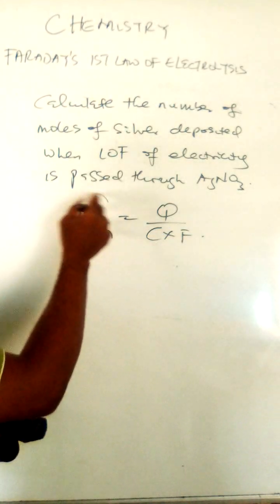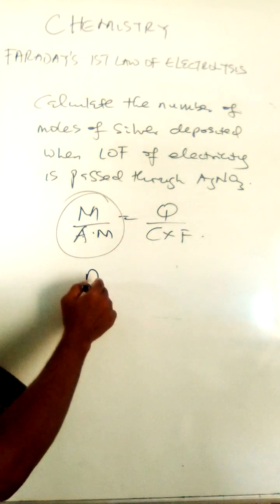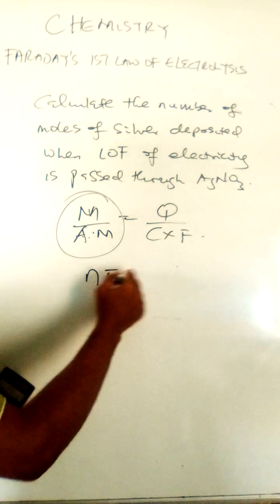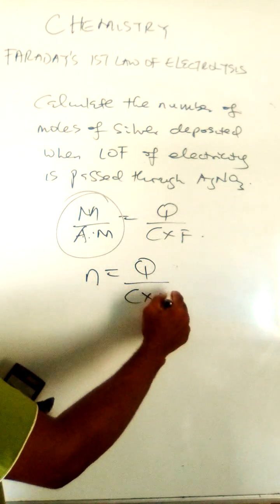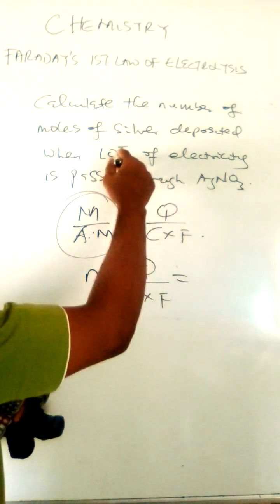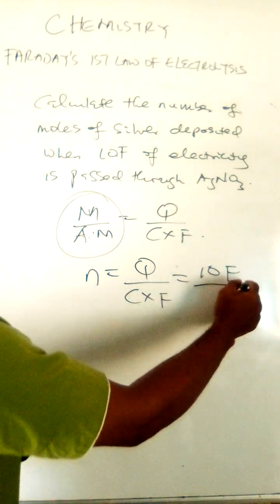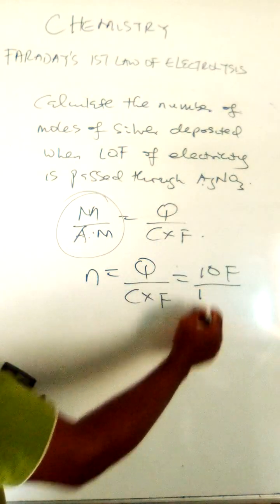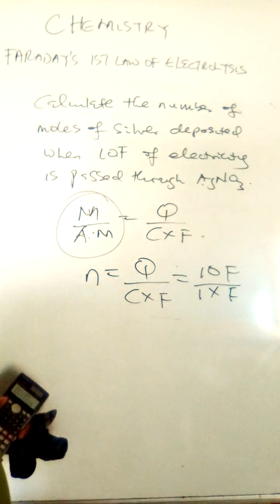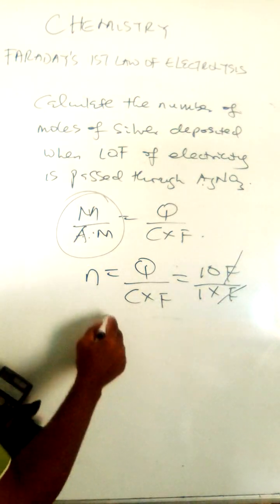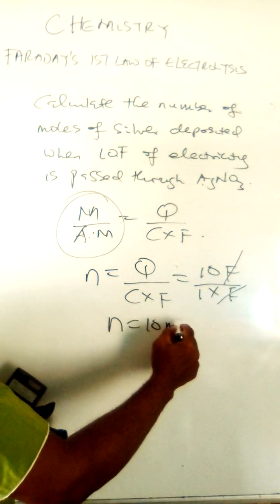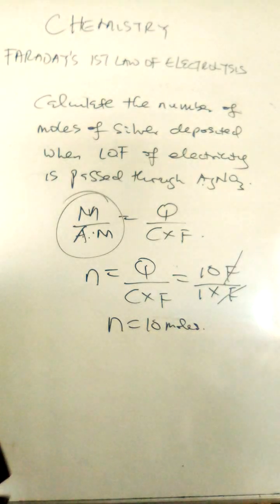So from Faraday's equation we have this. We make n, the number of moles, mass over atomic mass, equal to Q over C times F. The value of our Q is 10 Faradays. The charge of silver is 1, times F. F cancels F. We now have 10 moles of silver obtained.